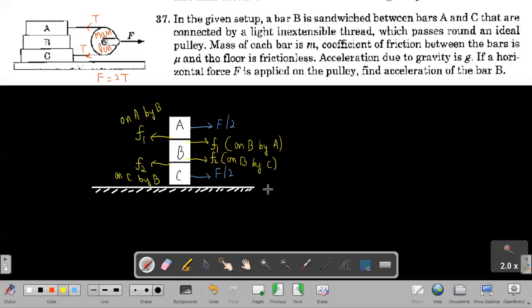Okay, so now these are the free body diagrams. Apart from these, there will be normal reaction forces on A, B, C and all, but I am not drawing them in this figure. You can draw the normal reaction forces on block A, on block B, and on block C.